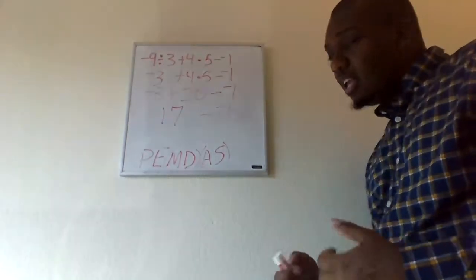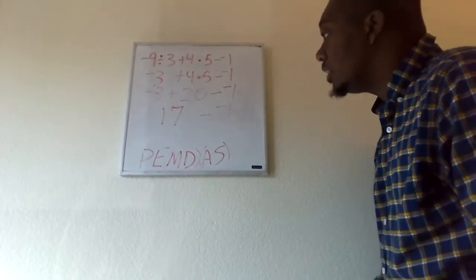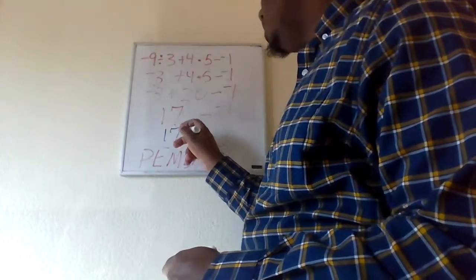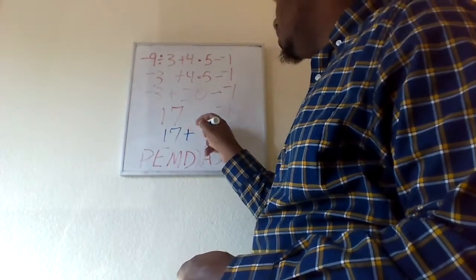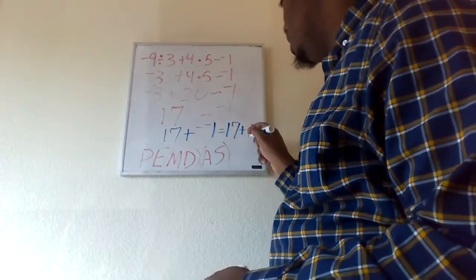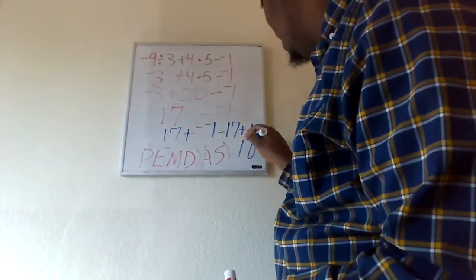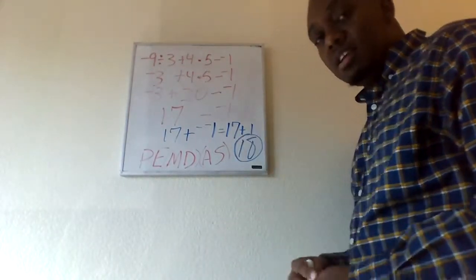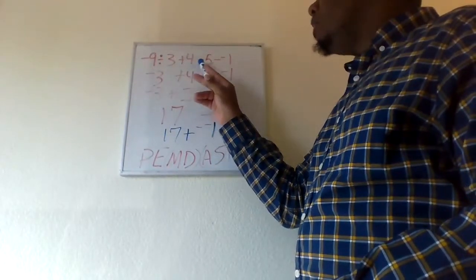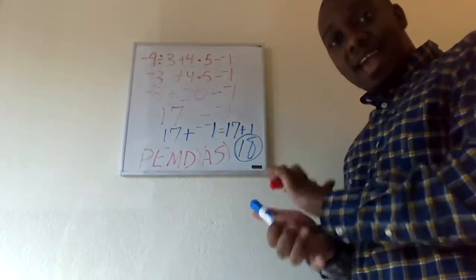Oh, 18. Okay. For those of you that like doing it the other way, I'll write it up here. So minus a negative. Really, we're looking at what is 17 plus -1. In other words, what's 17 plus 1? And the answer, you guys were right, it's 18. So, -9 divided by 3 plus 4 times 5 minus -1 was 18.